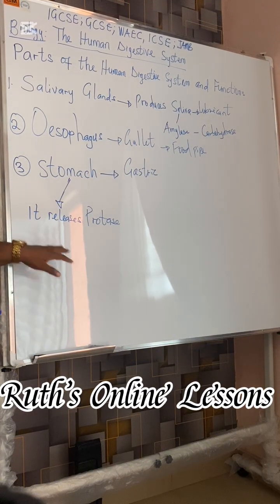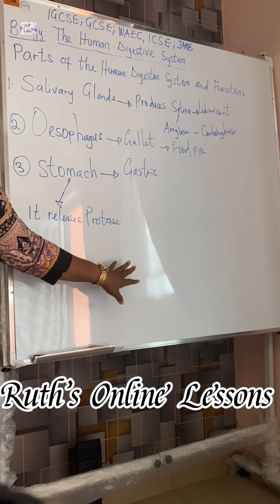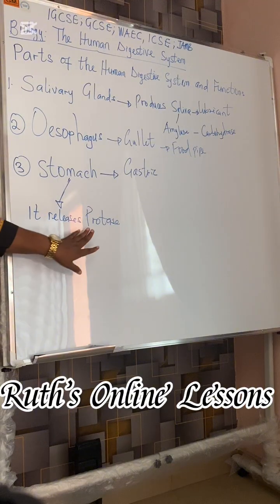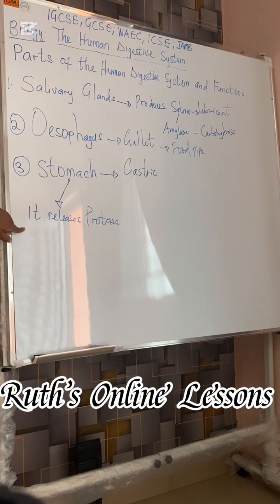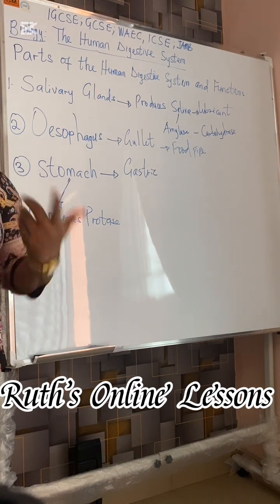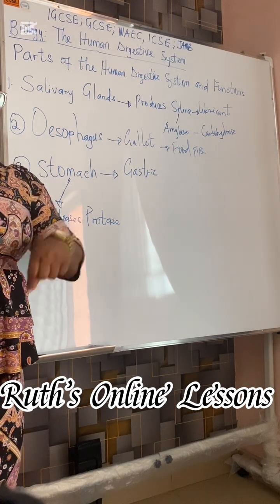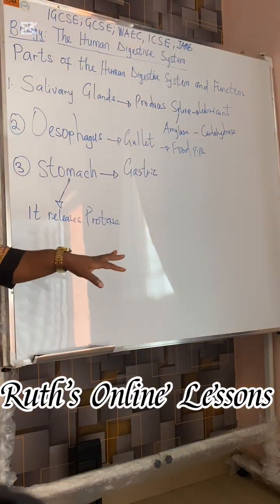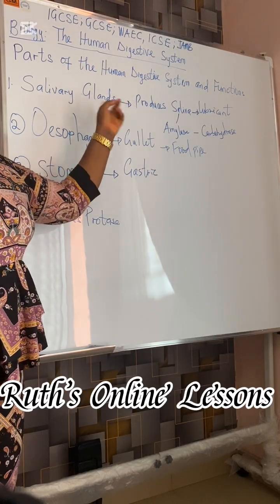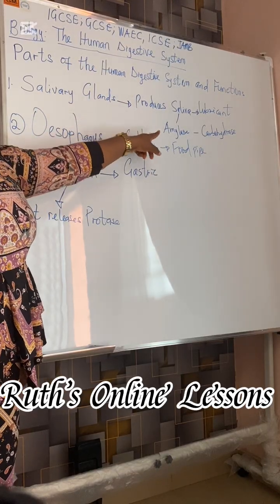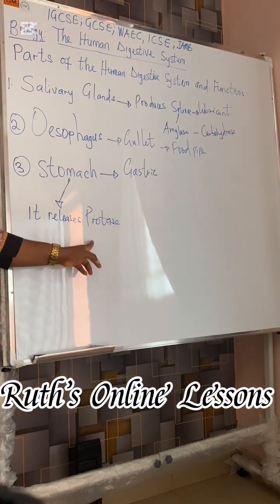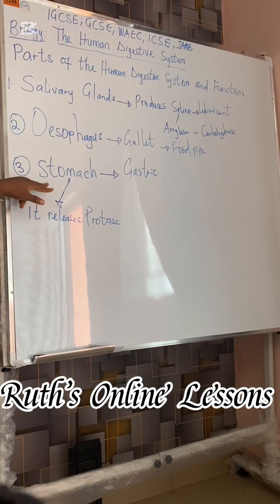Protease is an enzyme, one of the digestive enzymes, and this protease acts on protein. This protease enzyme is released by the stomach. So when you eat any proteinous food, know that the digestion of that food starts in your stomach, because you can't find protease in the mouth. What the salivary gland releases is saliva, and in saliva you have amylase, not protease. So the digestion of protein begins in the stomach.